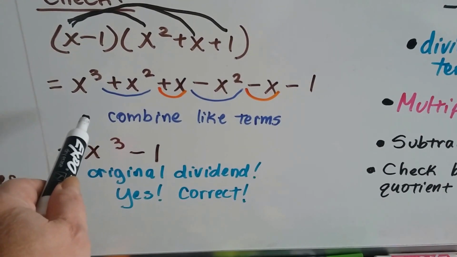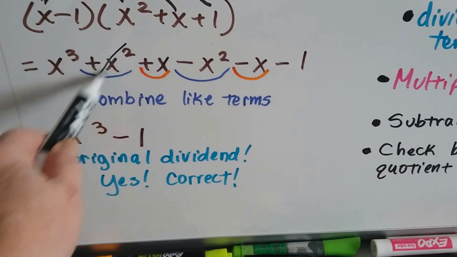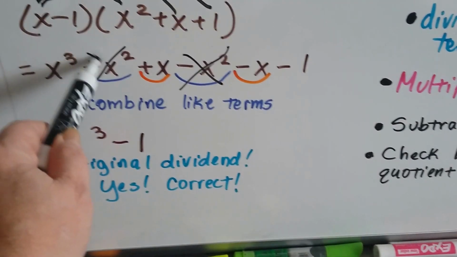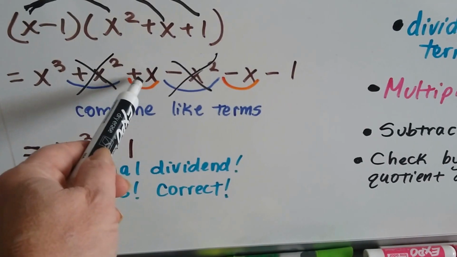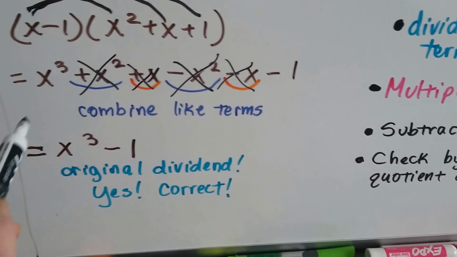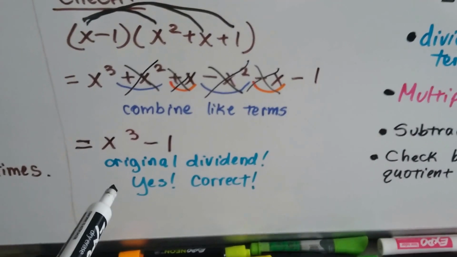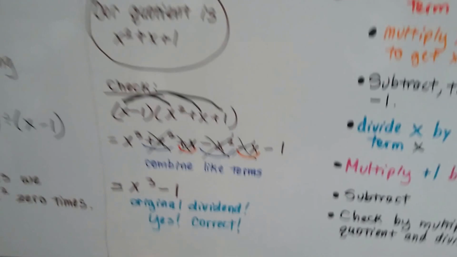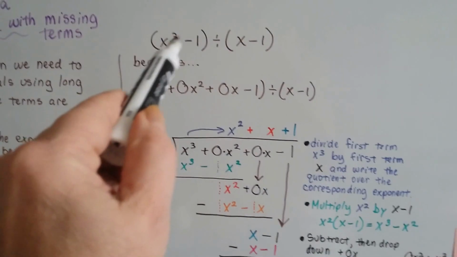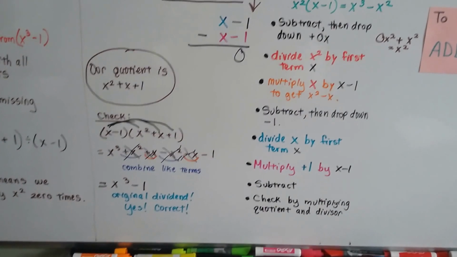And now we're going to combine the like terms. The blue ones, the plus x squared and the minus x squared, cancel each other out, don't they? That's a 0 pair. And the plus x and the minus x make a 0 pair. And all we're left with is x to the third minus 1. That's our original dividend. So yes, it's correct. We ended up with x to the third minus 1. See? So we know we did it correctly.